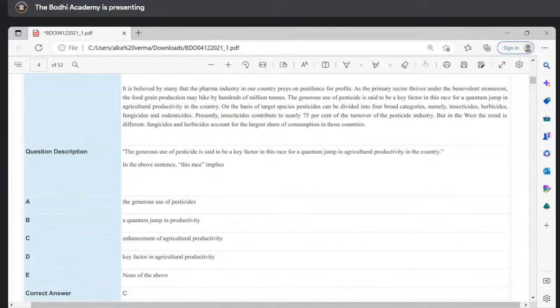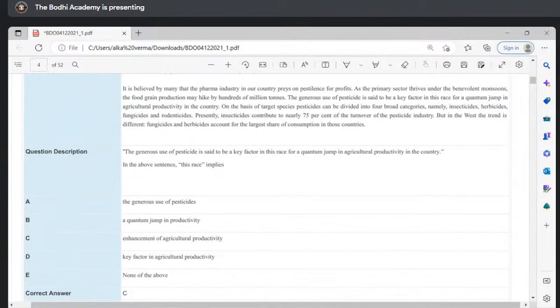The entire goal of using those pesticides is what? We want more food. We want more agricultural products. We want more grains. So what is the goal for using those pesticides? Getting good productivity. So let's see the options. A, the generous use of pesticides. Does this race mean generous use of pesticides? Clearly not. Quantum jump in productivity.